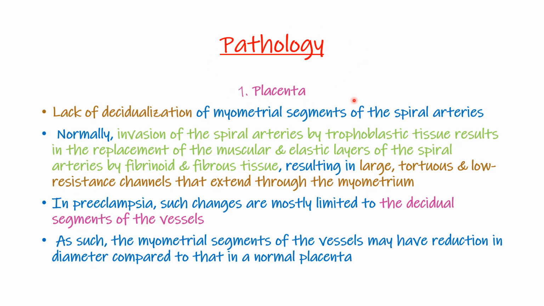So the pathology, we're going to start with the placenta, which we said has a lack of decidualization of the myometrial segment of the spiral artery. Normally, the invasion of the spiral artery by the trophoblastic tissue results in the replacement of the muscular and elastic layers of the spiral artery by fibrinoid and fibrous tissue, therefore resulting in large, tortuous, low resistance channels that extend through the myometrium, as previously mentioned. When you don't have this, you're going to have narrow, high resistance channels.